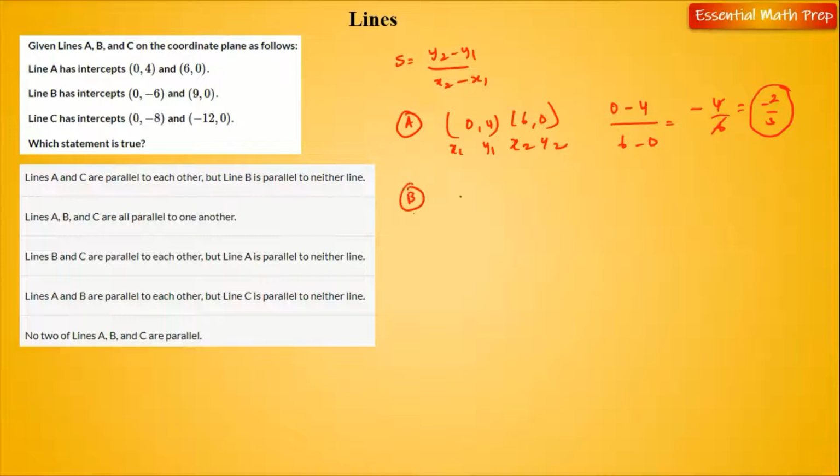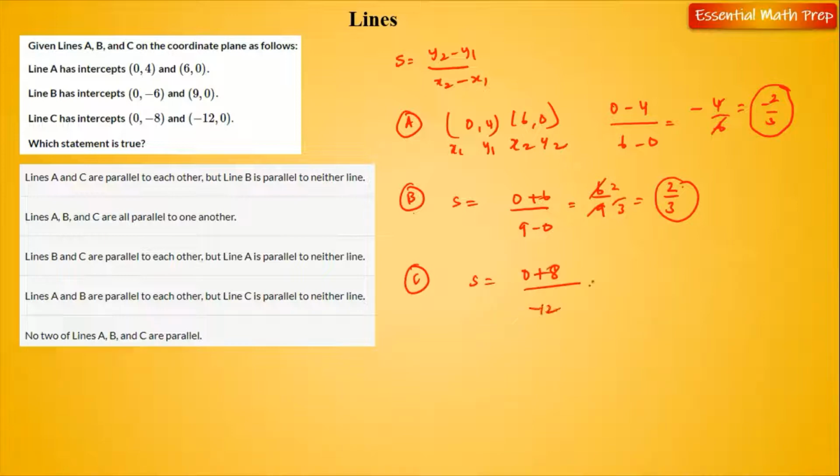Similarly, for line B, slope equals 0 plus 6 over 9 minus 0. So that's 6 over 9. If you take 3 as a common factor, then it will be 2/3 as well. So slope of line B is 2/3. And for C, it will be 0 plus 8 over negative 12, which is the same as negative 8 over 12, which is 2/3 after dividing by 4. So it's negative 2/3.